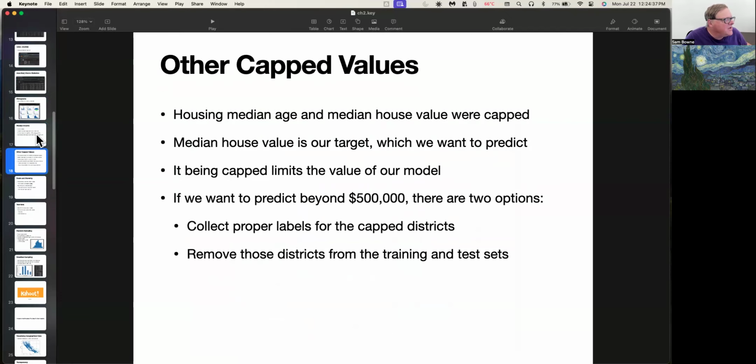Median income, there's other capped values. Like I mentioned, median age and house value were capped, which is a problem. So if you want to deal with this, you have a whole spike of data at 500,000, but those are not really accurate measures. So there's two options. One is just remove them or somehow collect better labels for that data.